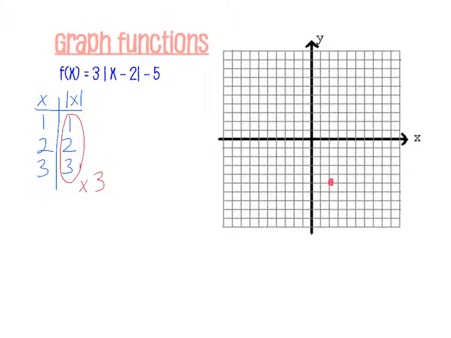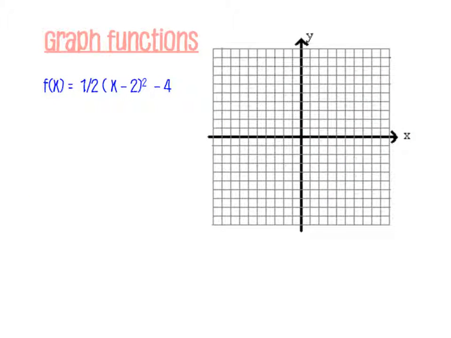From that vertex, over 1, up 3. Put in your matching point. Over 2, up, used to be 2, now it's going to be up 6. Over 3, up, not 3, but 3 times that, so up 9. That should be enough to get a nice graph. This is a nice V shape. Keep it linear looking. Make it pointy at the end. And there's our graph.